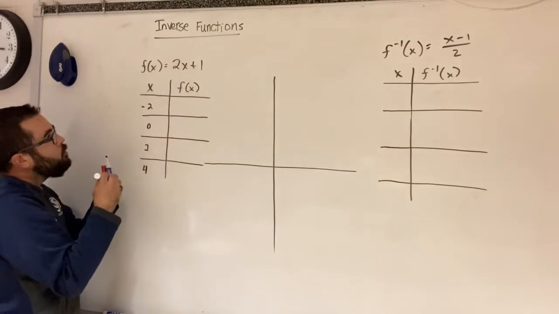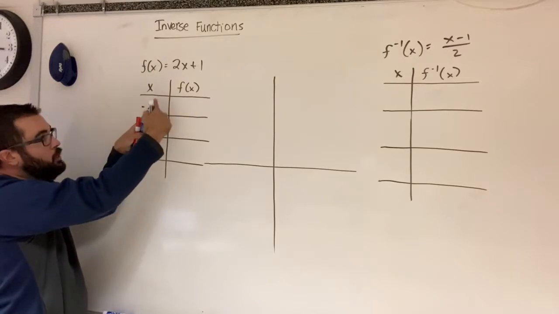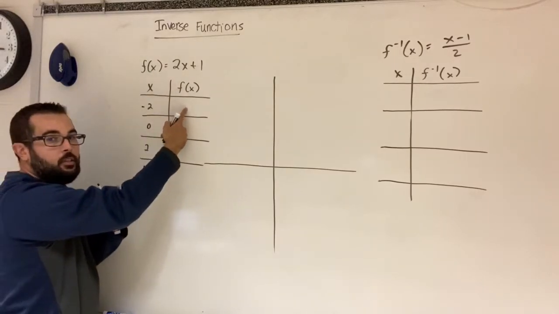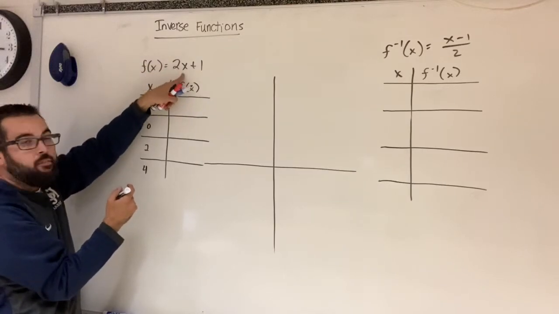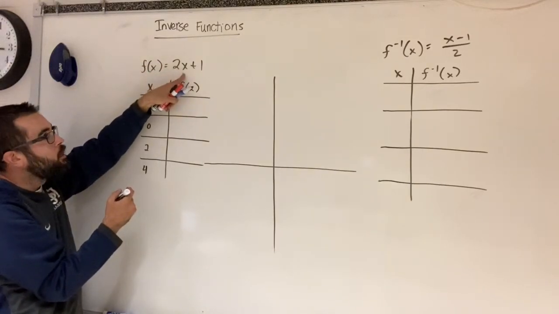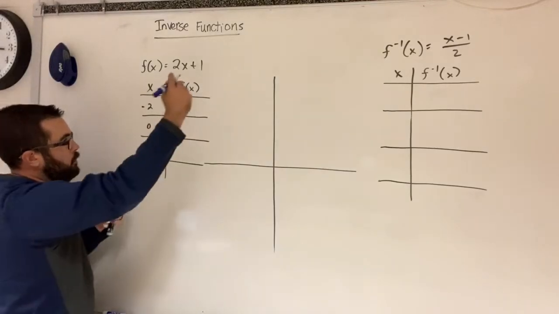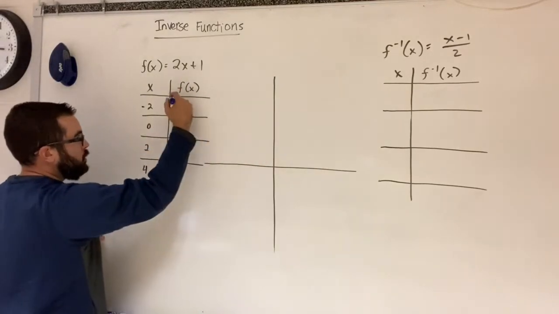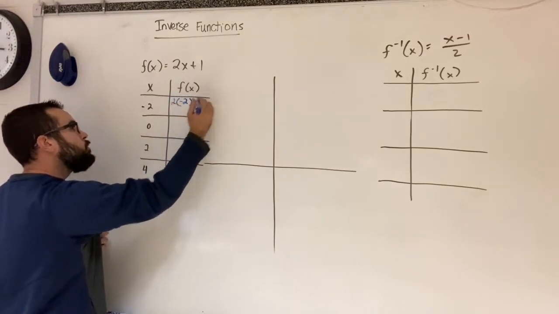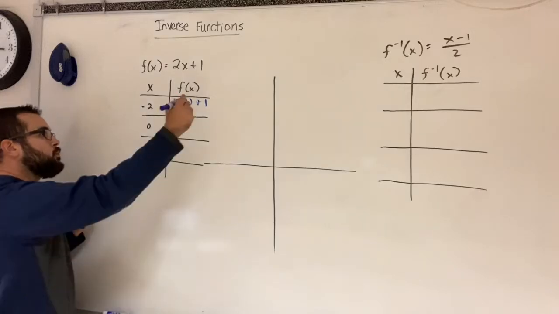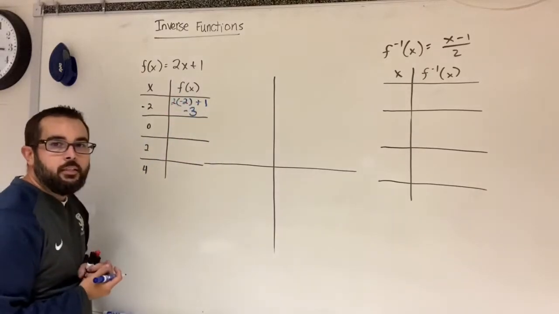So when I input -2 into this function, this would output f of -2. Now we have the function, so let's find that number. So 2 times -2 is -4, plus 1 is -3. So I'll write what I'm doing, and this is going to be in blue on this graph. So it's going to be 2 times -2 plus 1, which ultimately means the output is -3.